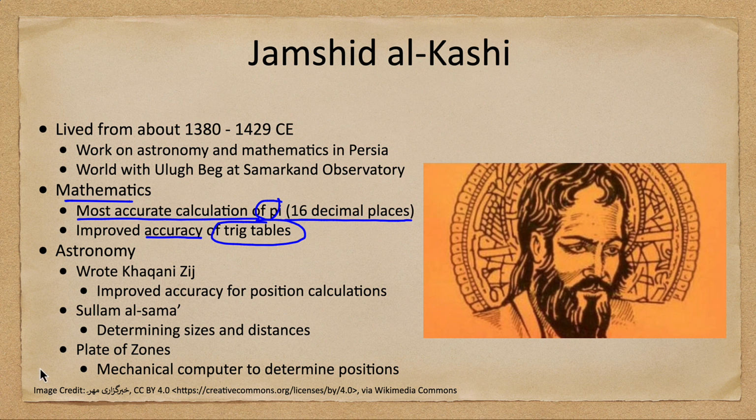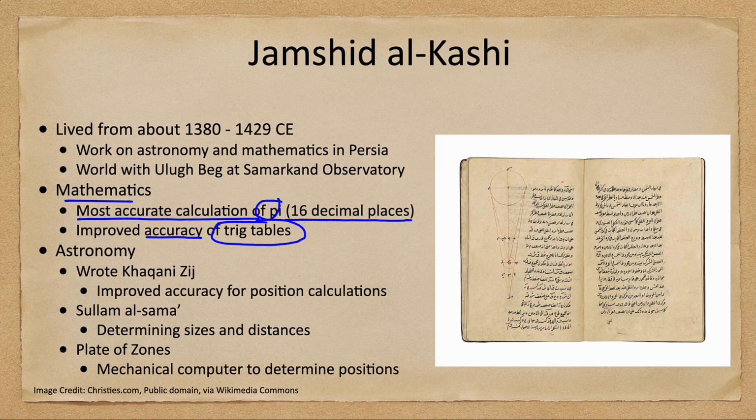Now, in astronomy, he did a number of things as well, including writing the Kakani Zij, which improved accuracy for position calculations of the stars. So that ties back into his improved accuracy elsewhere, again tying this into determining more accurate positions of the stars. And again, we're still pre-telescope now. We have not yet gotten to telescopes, which are still about 200 years away.